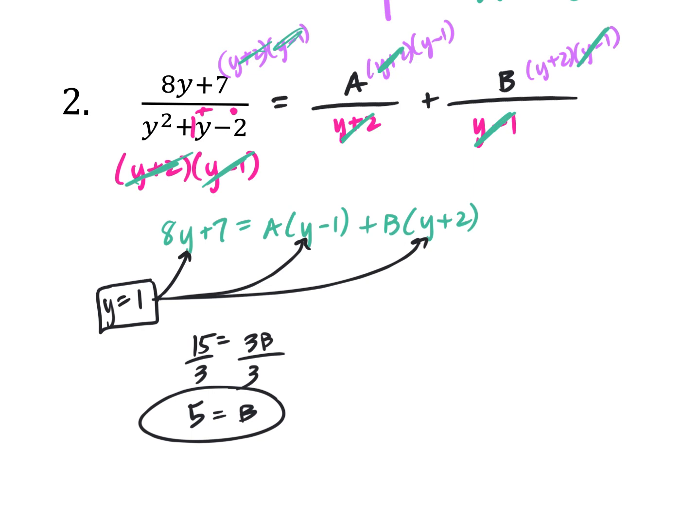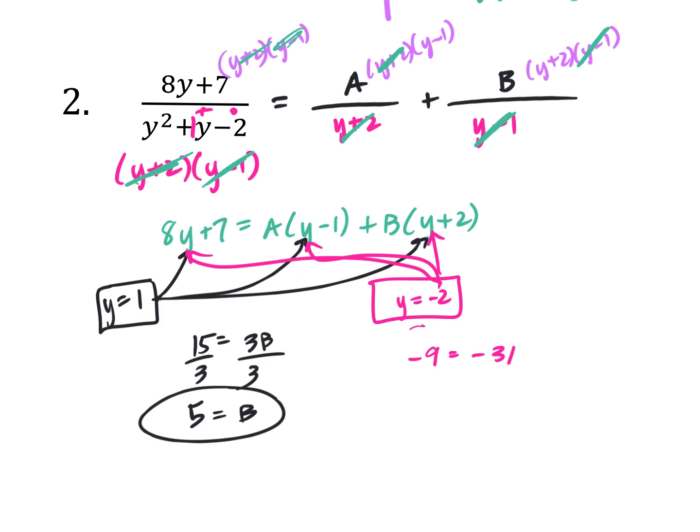What's my other y value that I have to use? Negative 2 is going to get rid of my b's, so that's going to be my other variable value. Then I'm going to plug it in. Negative 16 plus 7 is... Good. How many a's would I have? If I got negative 2 over here, I'd have no b's. What's my a going to be?